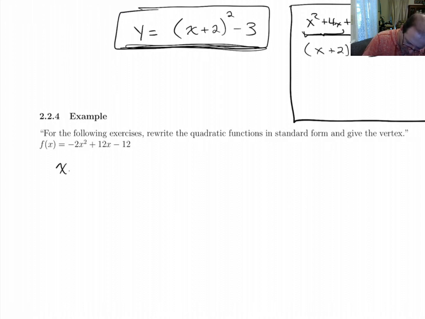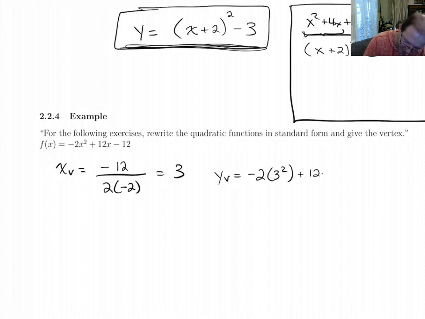Let's see, x coordinate of the vertex is going to be minus b over 2a. So let's see, it's going to be positive 12 over 4 is 3. And the y coordinate of the vertex is going to be negative 2 times 3 squared plus 12 times 3 minus 12. So let's see, that's negative 2 times 9 plus 12 times 3 is 36 minus 12 gives me 6. All right, so my vertex is the point (3, 6).